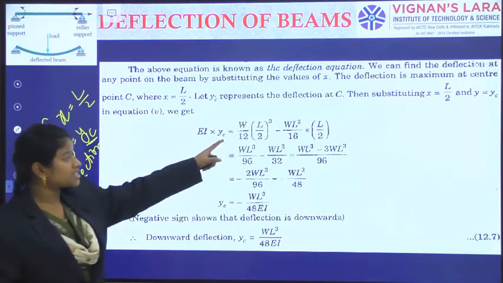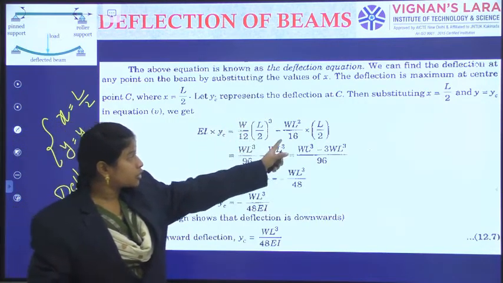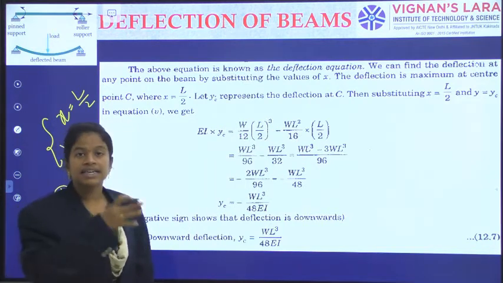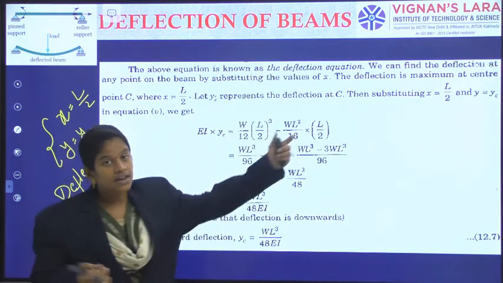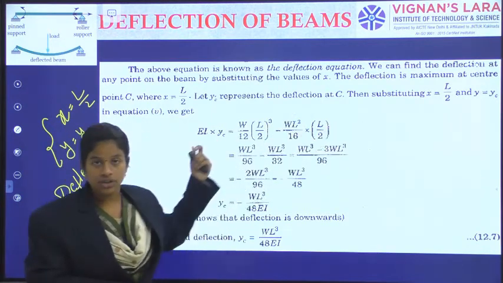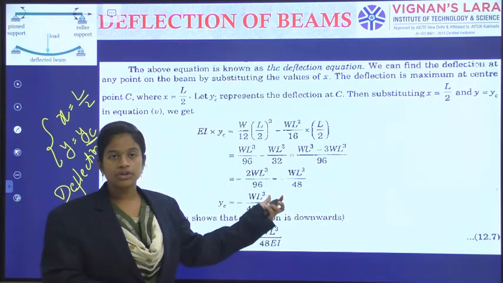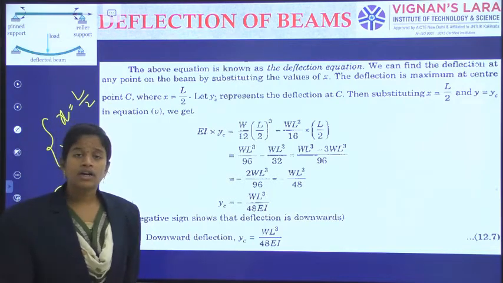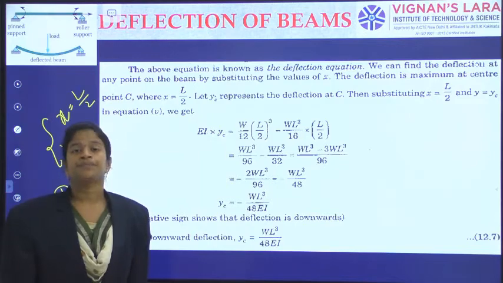EI into yc is equal to W by 12 into (L by 2) whole cube, minus WL square by 16 into L by 2. Wherever the x is there, I am substituting the corresponding x value, and wherever the y is there, the corresponding y. Then yc finally we have got as minus WL cube by 48 EI. What is it indicating? That is indicating the deflection.